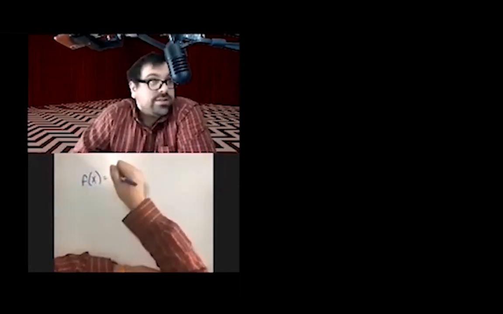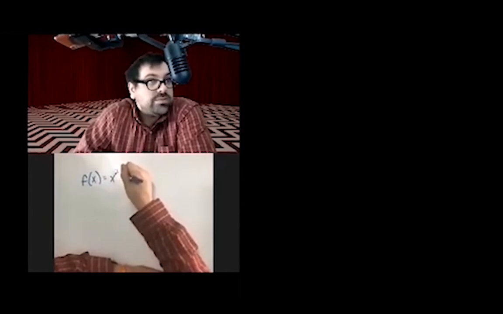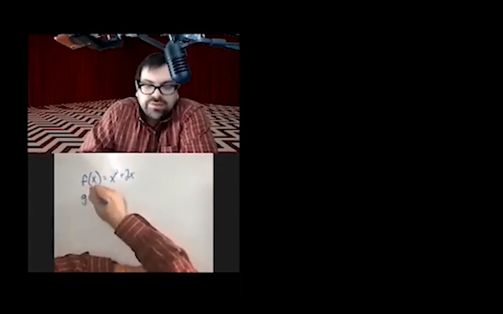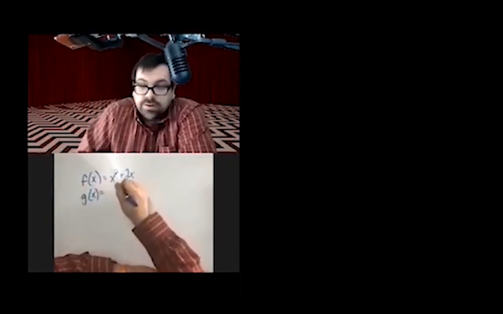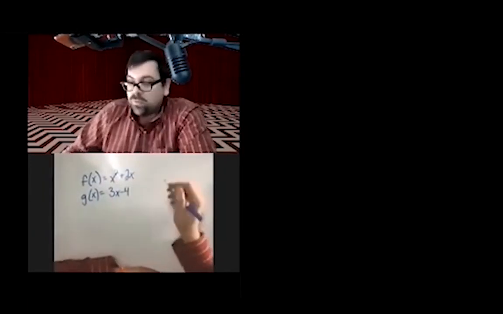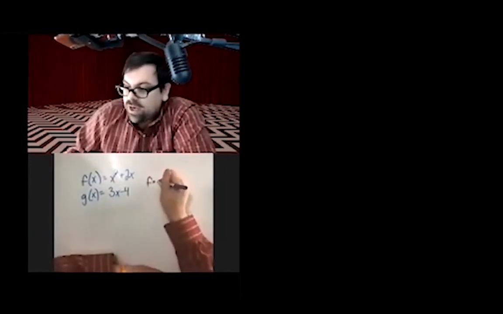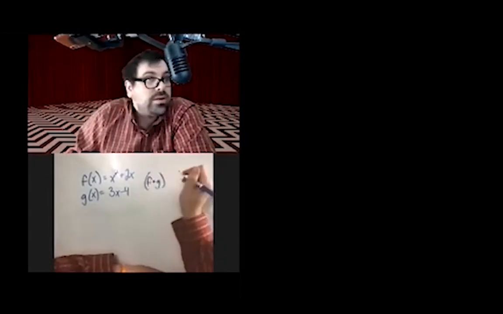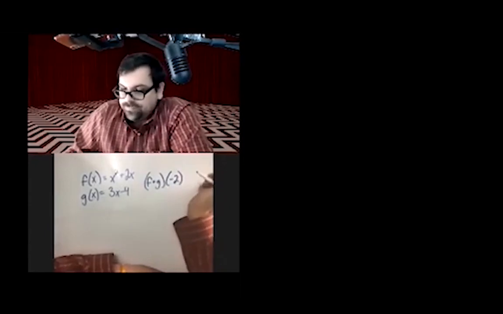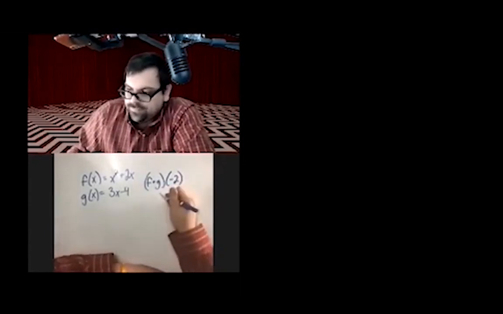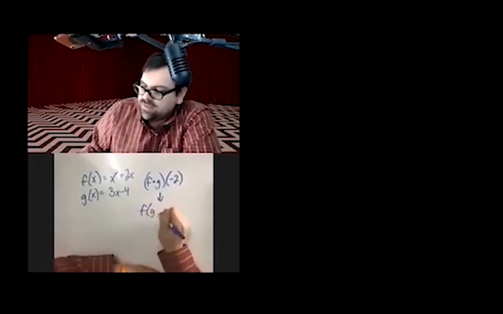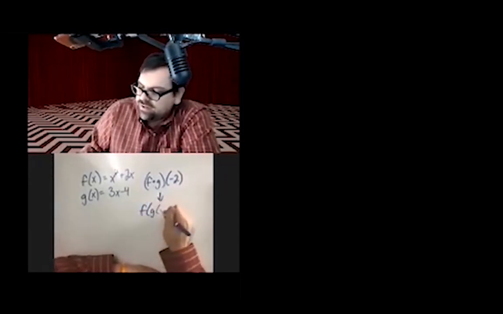f of x equals x squared plus 2x. g of x equals 3x minus 4. We want to find f composite g of negative 2. So f composite g of negative 2, keep the letters in the same order, means f of g of negative 2.